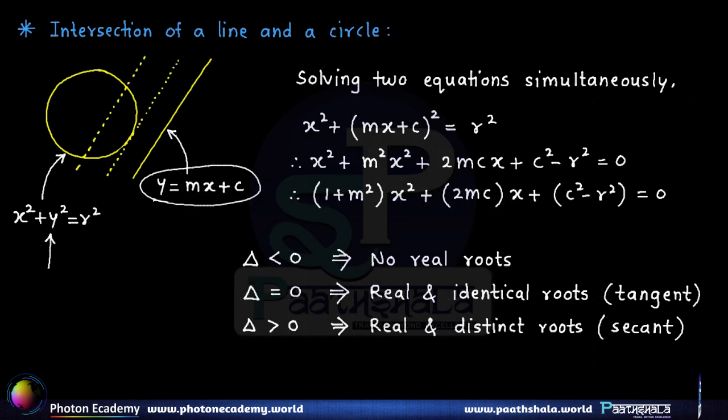A line may not touch or intersect the circle, or it may touch the circle, in which case we call it a tangent, or it may intersect the circle, in which case we call it a secant, right?